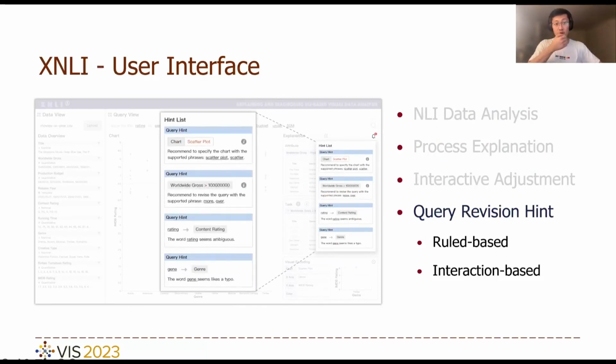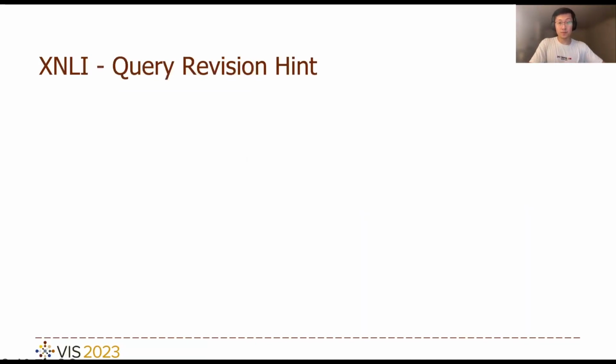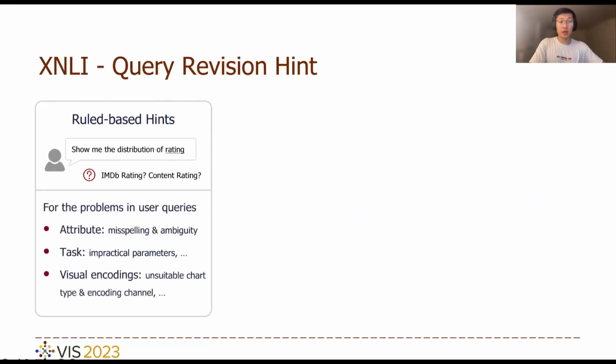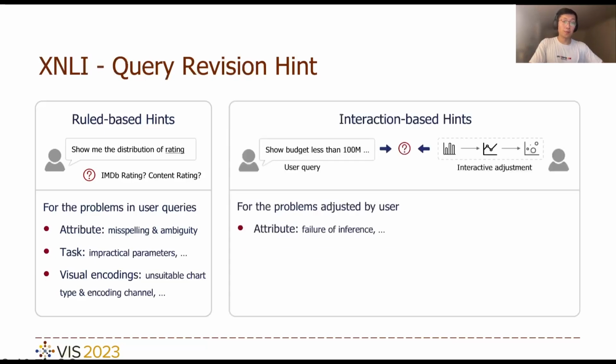To help users benefit more from the NLI explanations, the system provides two kinds of hints as feedback for query revision, including rule-based hint and interaction-based hint. Rule-based hint indicates the potential errors in the queries, such as input typos and ambiguities. The system detects these errors during the query interpretation and provides the hint alongside the generated visualization result.